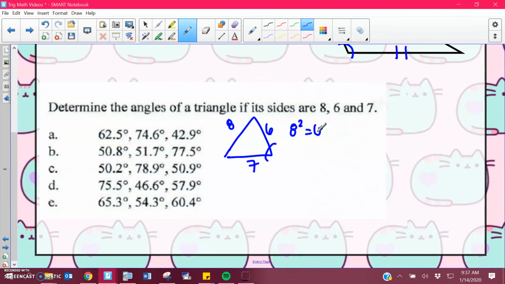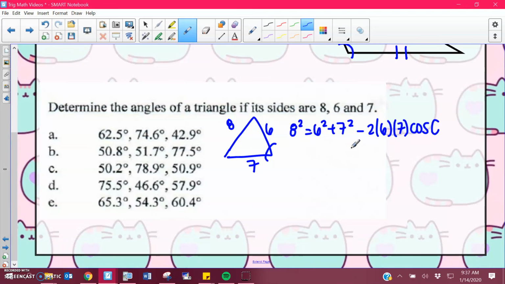So I'm going to have 8 squared equals 6 squared plus 7 squared minus 2 times 6 times 7. It's the two sides that are by themselves over here, times the cosine of C. Or whatever, I'm going to call it C apparently. This is my angle C.